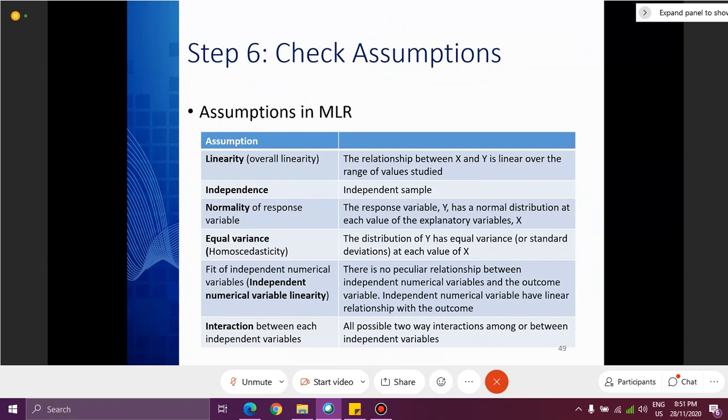Okay, so the next step is to check for assumptions. The assumptions are more or less similar to the assumptions of simple linear regression. Right? We have LINE: linearity assumption, assumption of independence, normality assumption, assumption of equal variance, and the assumption of independent numerical variable linearity. It means that each independent numerical variable has a linear relationship with the dependent variable. Okay, and also the assumption of interaction.